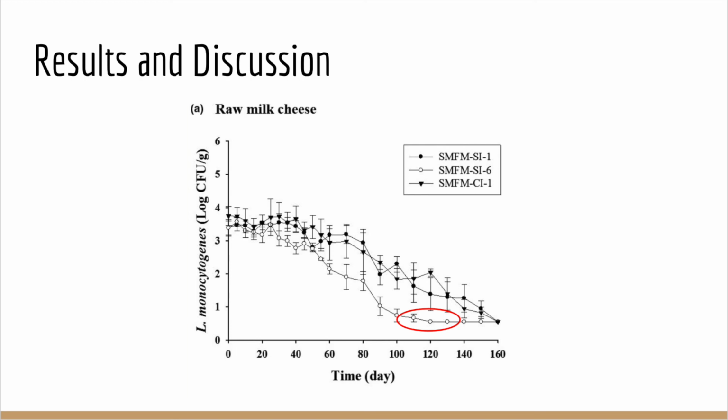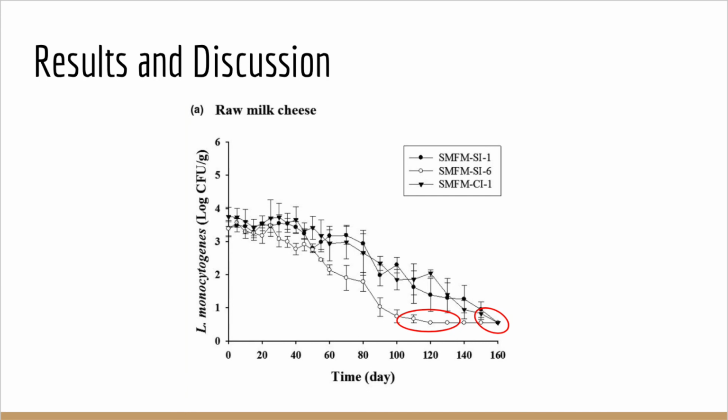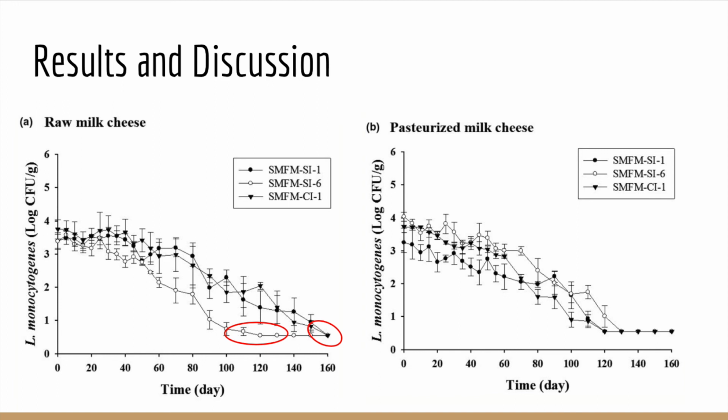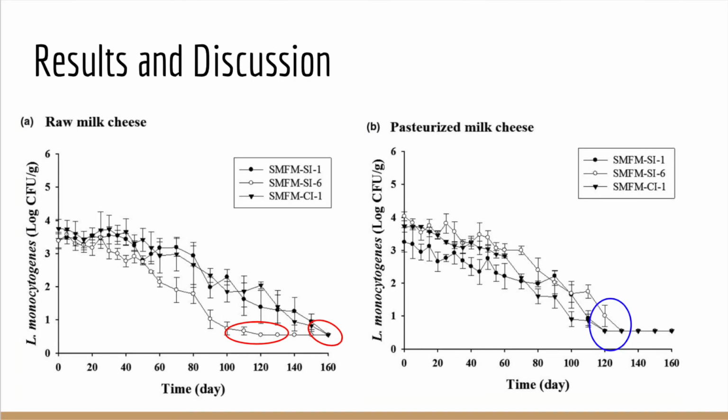So first, looking at the raw milk cheese with the red circles on the graph, it took the strain SMFMSI6 about 120 days to fall below the detection limits, while the other 2 strains took a longer period of about 160 days. Now looking at the pasteurized milk cheese graph on the right, looking at all 3 of the strains, it took about 120 to 130 days to fall below the detection limits, as seen with the blue circle, which is a lot faster than the raw milk, at least for the 2 strains.